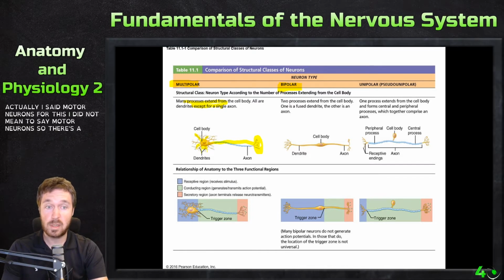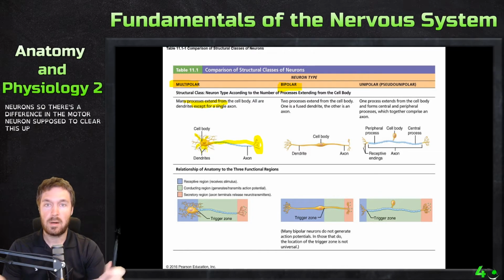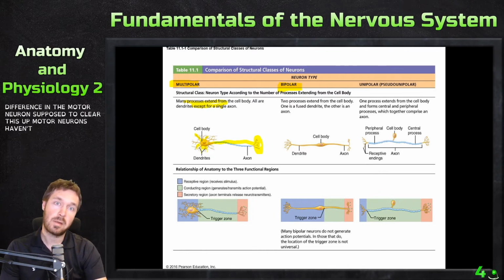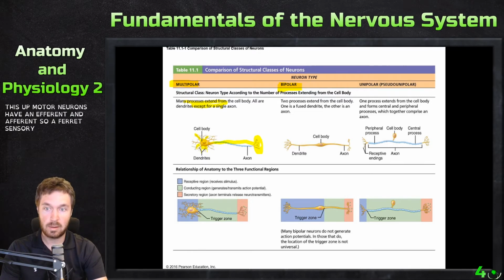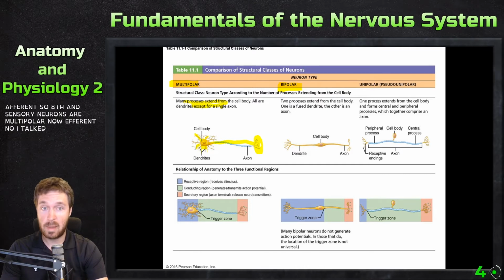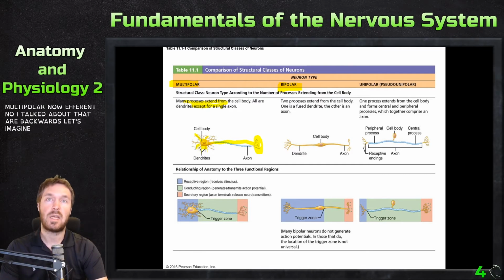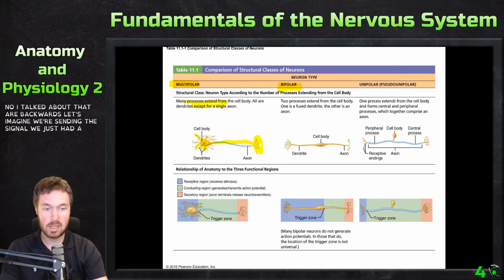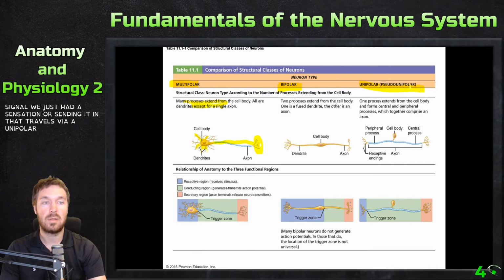So there's a difference in the motor neurons, just to clear this up. Motor neurons have an efferent and afferent. So afferent sensory neurons are multipolar. Now, efferent, I talked about backwards. Let's imagine we're sending the signal in. We just had a sensation, we're sending it in. That travels via a unipolar neuron.